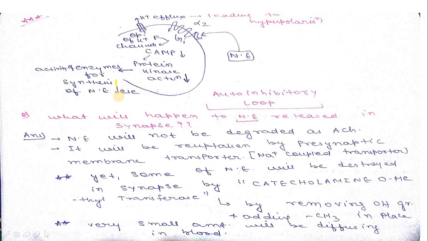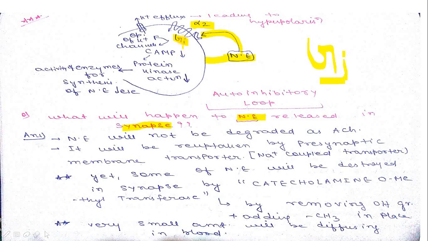Now, starting with what will happen to the norepinephrine which is released into the synapse. Before going to this, we will first discuss the alpha 2 receptor, which is present on the presynaptic membrane. If norepinephrine is released into the synapse, it can bind to the alpha 2 receptor, and the alpha 2 receptor is associated with a G protein coupled receptor, which is of the G inhibitory type.